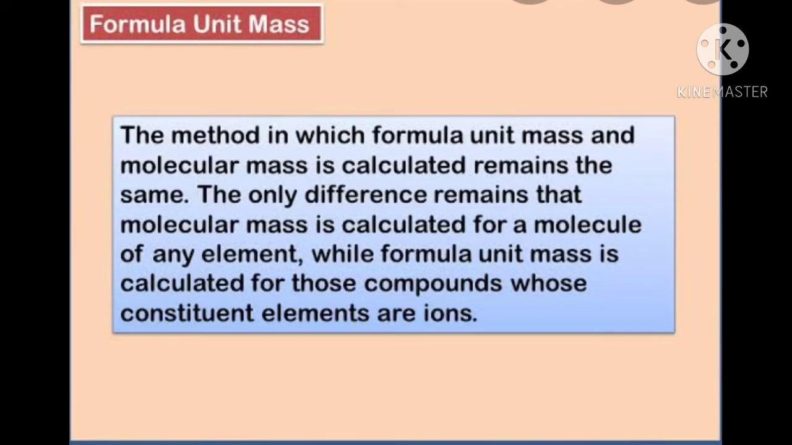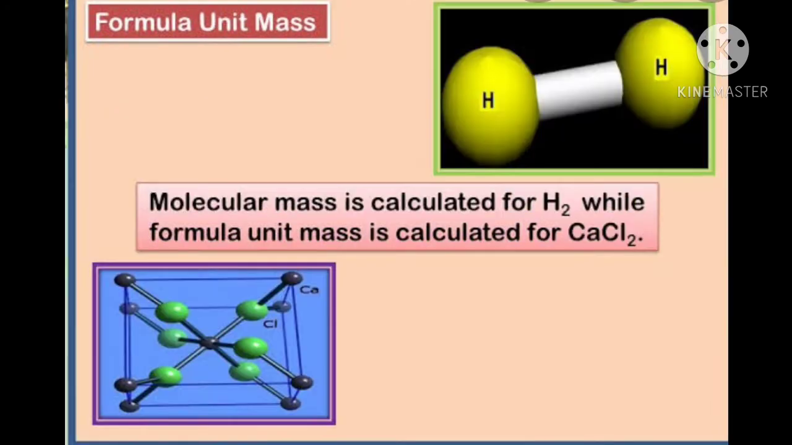So here the short summary is written. The method in which formula unit mass and molecular mass is calculated remains the same. So the method is same. The main difference is in molecular mass, the mass of a molecule of an element is calculated, and in formula unit mass, the whole compound's constituents are calculated, whether they are elements or the ions, whatever is present, the whole formula is calculated. So here I will show you an example.